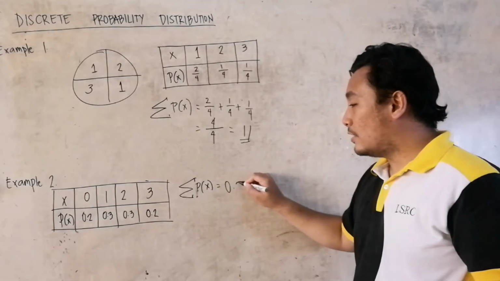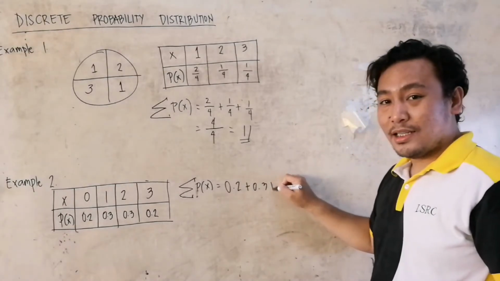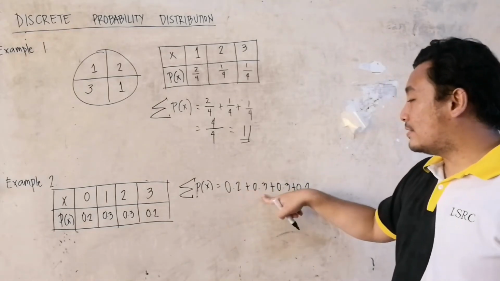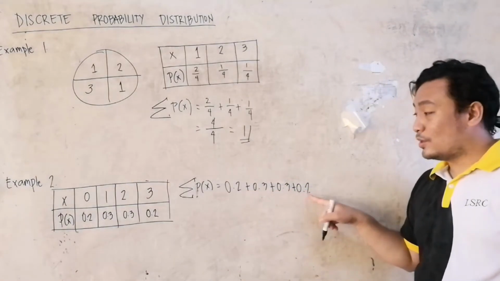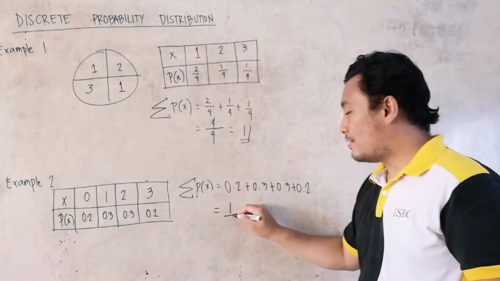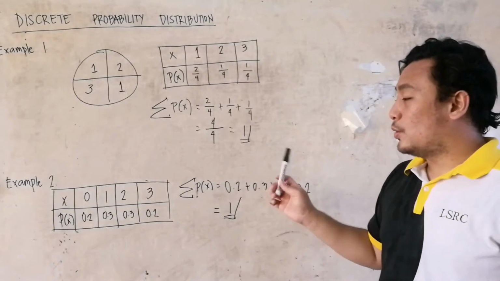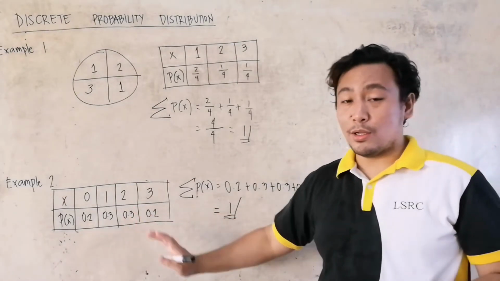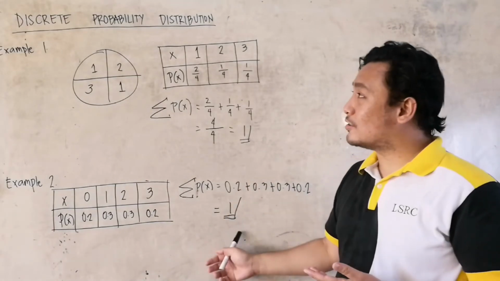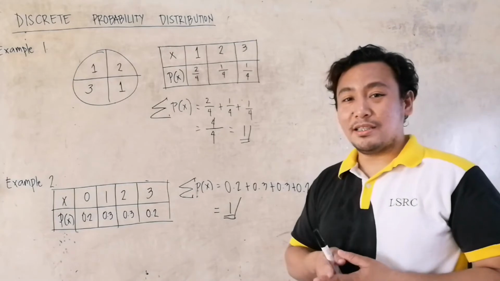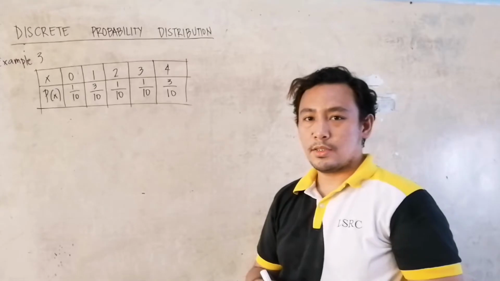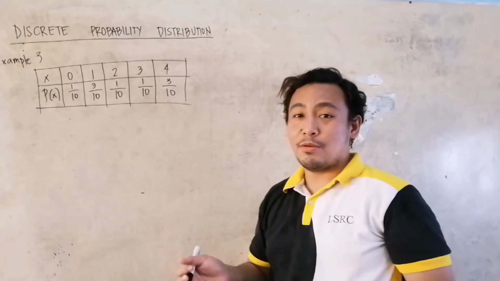So, the probabilities are 0.2, 0.3, 0.3, and another 0.2. 0.2 plus 0.3 plus 0.3 plus 0.2. So, i-add ninyo. That is equal to 1. Very good. So, the summation of the probabilities is equal to 1. Therefore, since nasatisfy ulit natin yung dalawang properties, therefore, this is considered as a discrete probability distribution. Naintindihan ba?